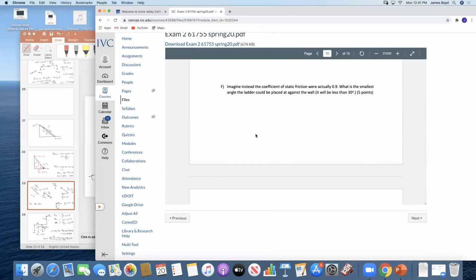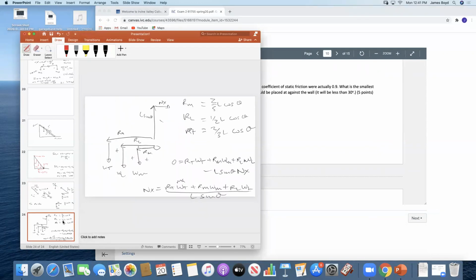The last thing that it says is it asks you if the static friction were actually 0.9, what is the smallest angle the ladder could be placed at against the wall, and how would you find this? Okay, well, if we go back to this torque equation, we see that we could solve this for sine theta, right?